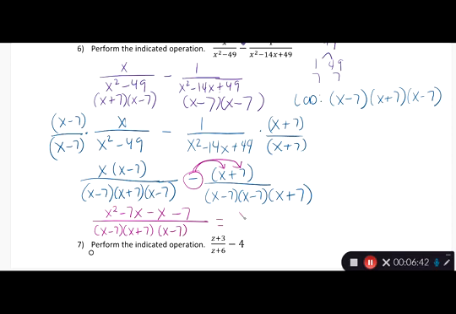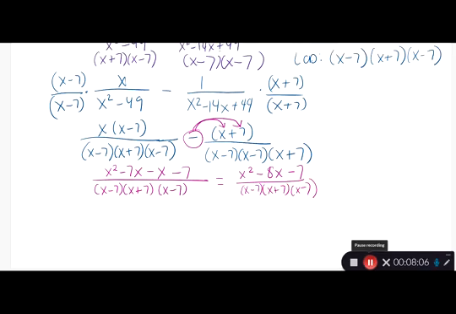Combine like terms, I get x squared minus 8x minus 7 all over x minus 7, x plus 7, x minus 7, okay? So now we need to look at the x squared minus 8x minus 7 all over x minus 7, x plus 7, and x minus 7, right?